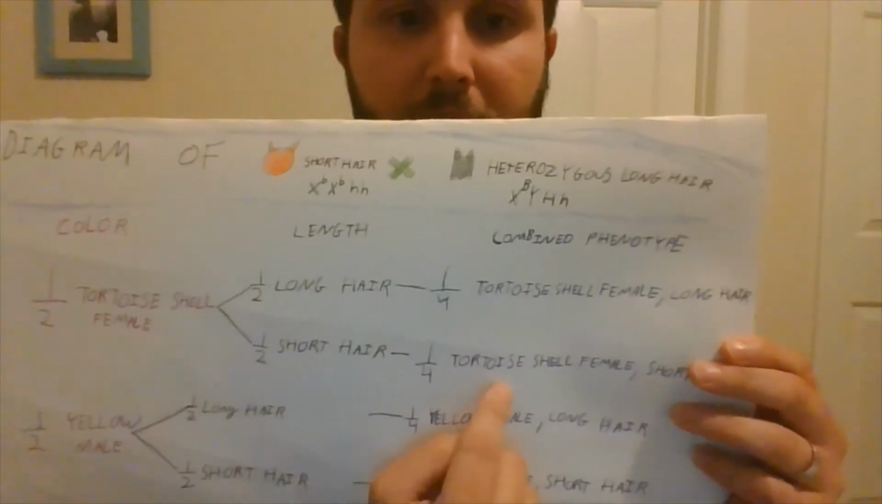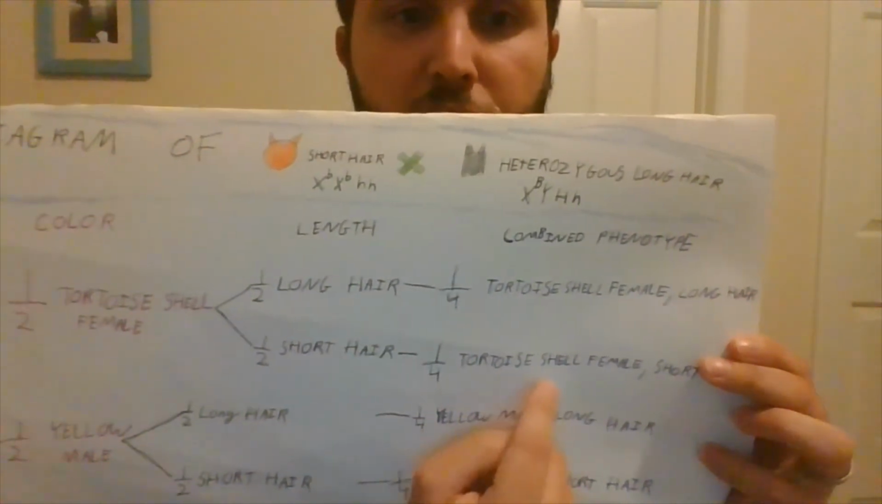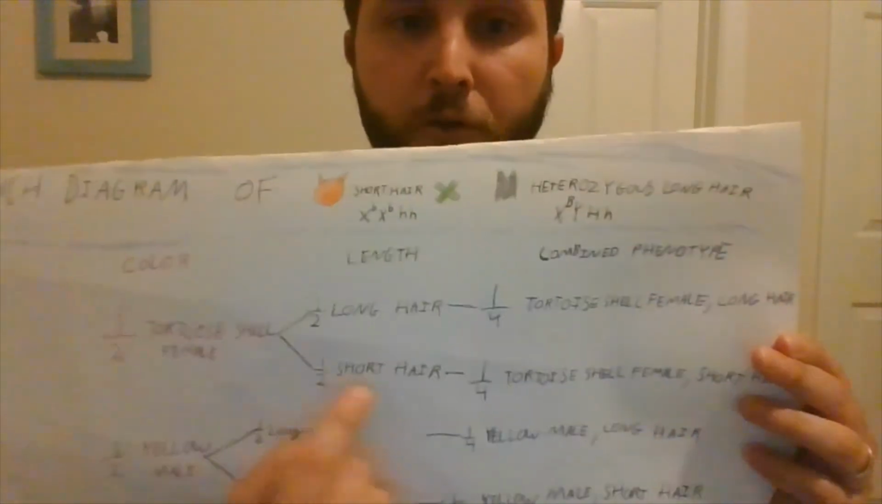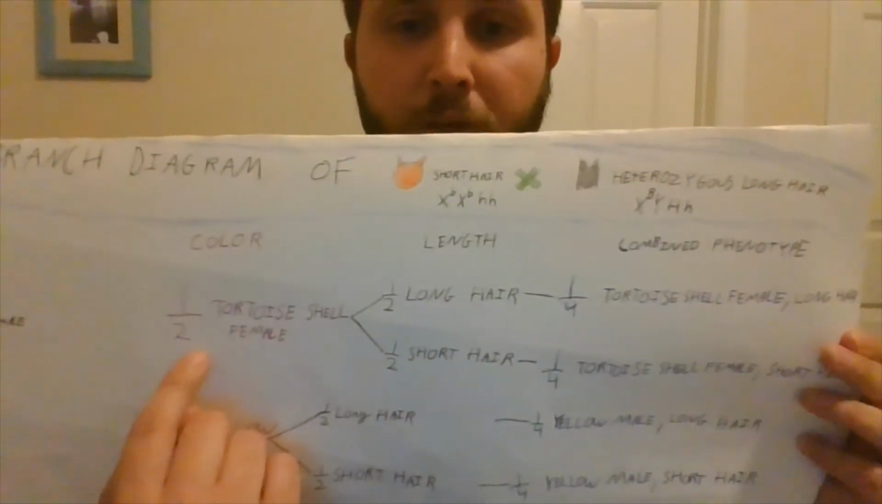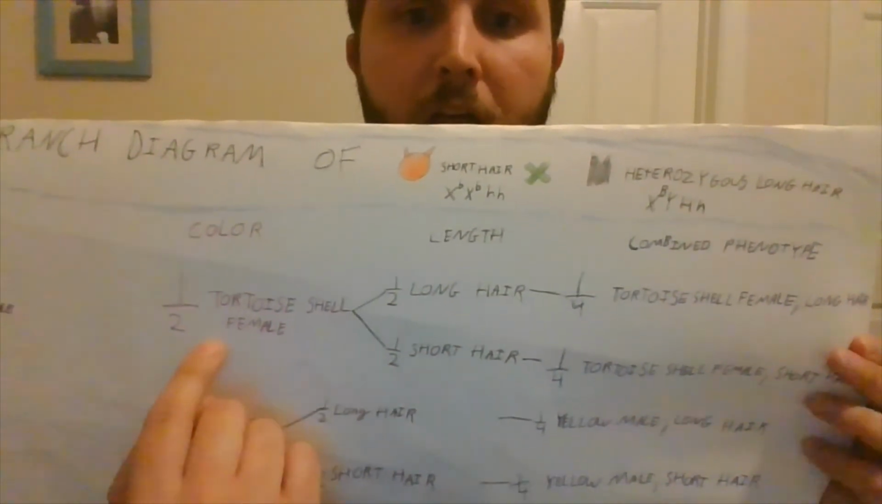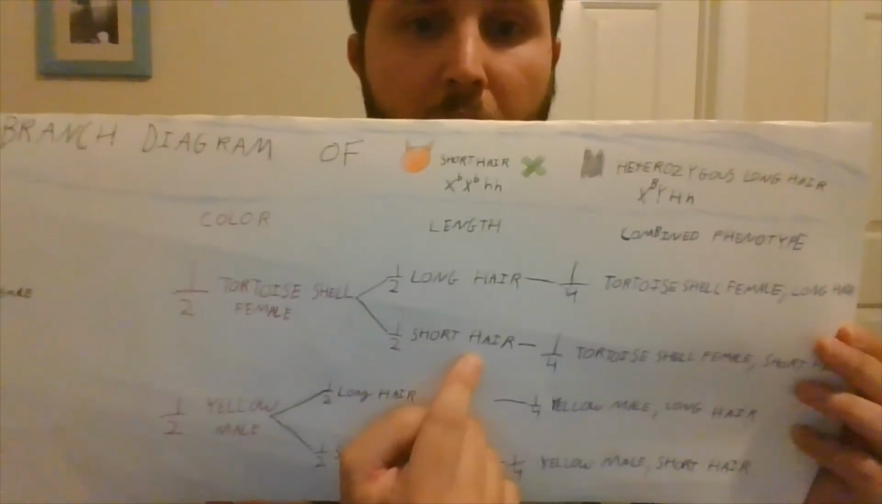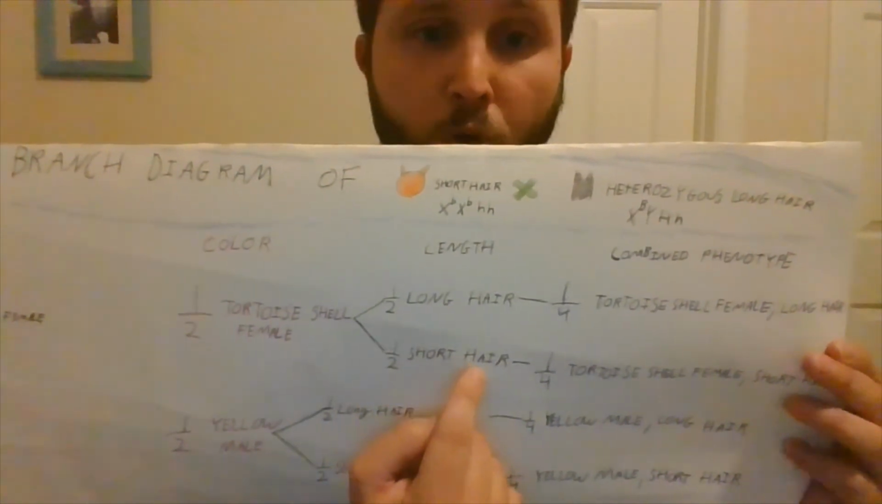For instance, the possibility of being a tortoiseshell female with short hair is 1/4, and we get that starting with a half of a tortoiseshell female times the other half of a short hair trait, and 1/2 times 1/2 is 1/4, and that's how we get this.